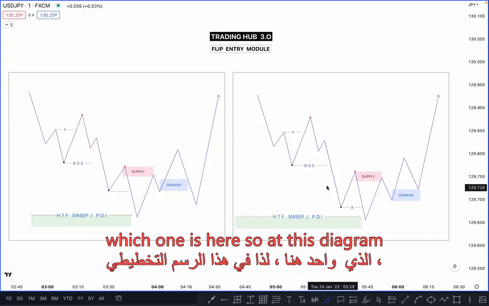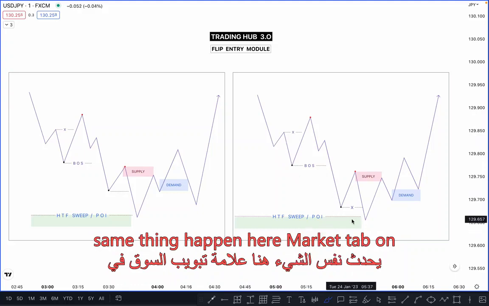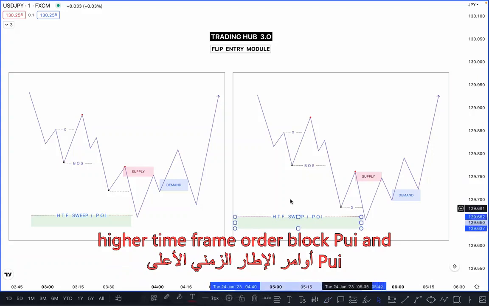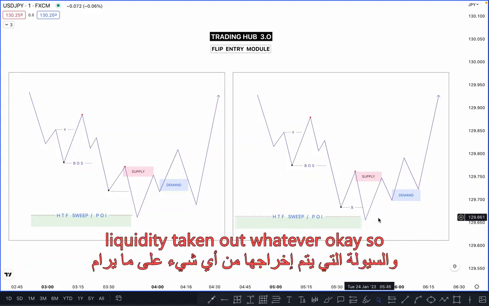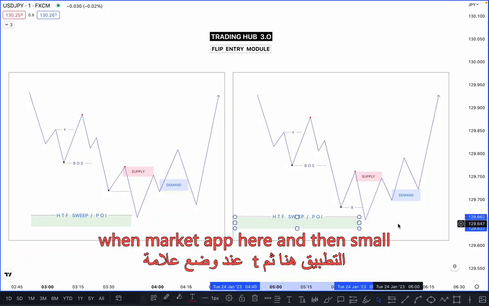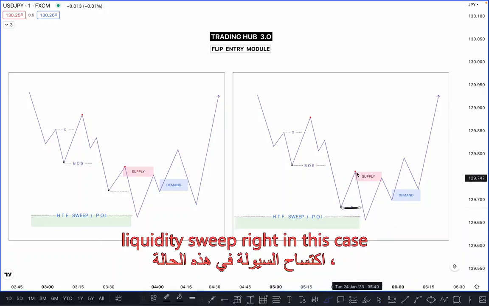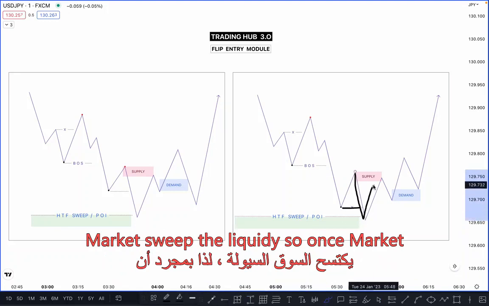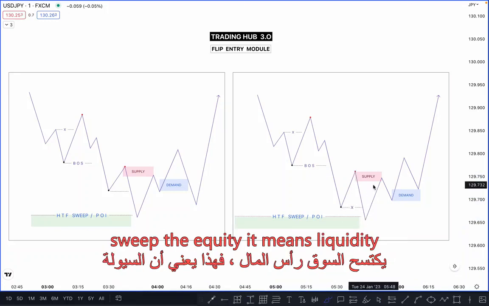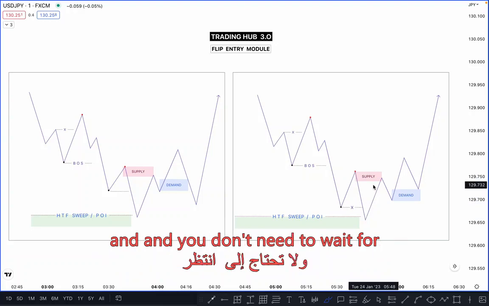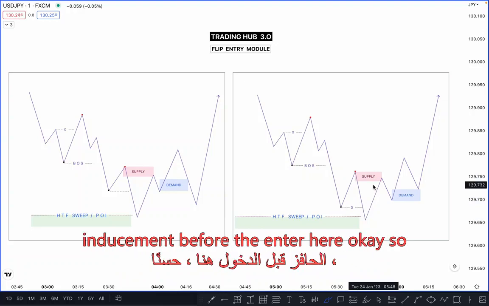In this diagram, the same thing happens. The market taps on your order block, the higher time frame order block, PUI, and liquidity taken out, whatever. When the market taps here and then gives a small reaction at this point, this is a liquidity sweep, right? In this case, the market sweeps the liquidity. Once the market sweeps the liquidity, it means liquidity is already taken out in a lower time frame, and you don't need to wait for inducement before entering here.